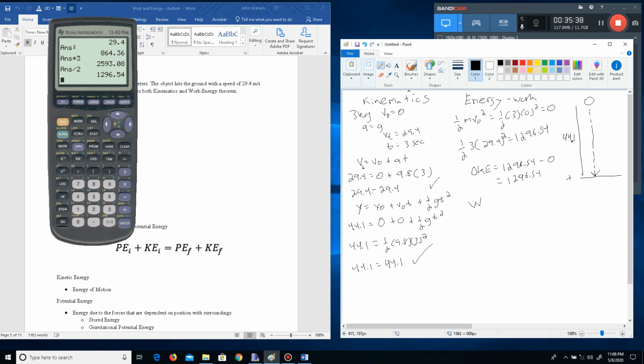Now we have to find the work. And I don't mean to find work by doing work equals kinetic energy, we're trying to prove that. But we want to find the work that's force times distance. The force pulling down is mass times gravity. So that'd be 3 times 9.8. And then your distance is going to be 44.1. So 3 times 9.8 times 44.1, and we get the same thing.